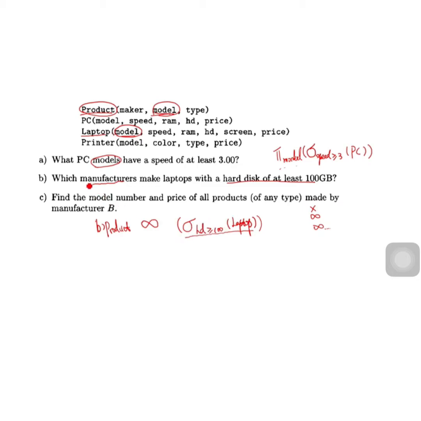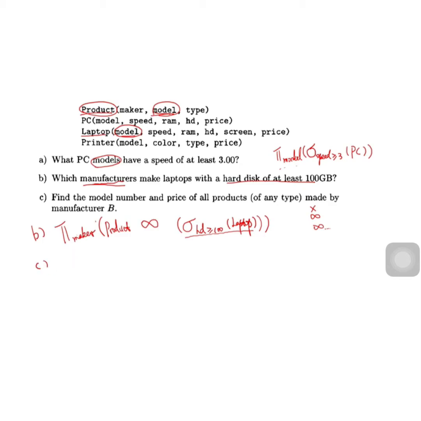But we don't need all the information. We just need the makers. So we use projection on maker. Okay, this is B.